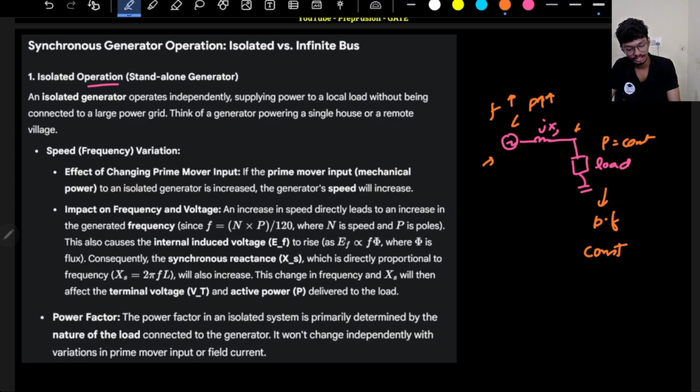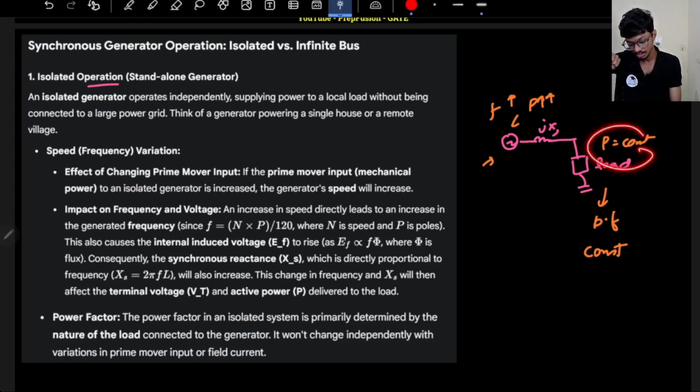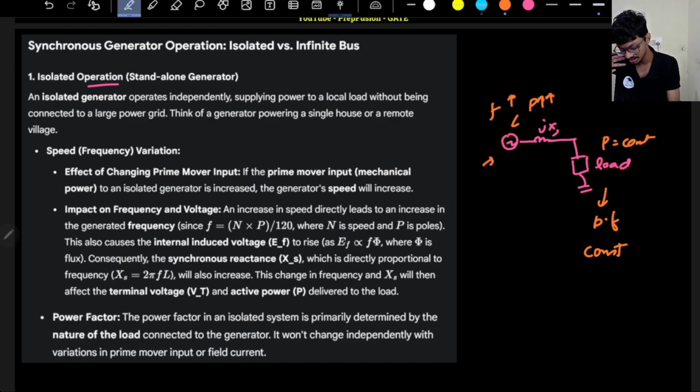But in case of an infinite bus, what used to happen is, if I increase the prime mover, I can deliver more power because it's an infinite bus. It can absorb an infinite amount of power, but here the power is constant. So on this end, if I'm increasing the power, the rotor will rotate at a higher speed. Then the frequency will simply increase, because the energy will increase, right?